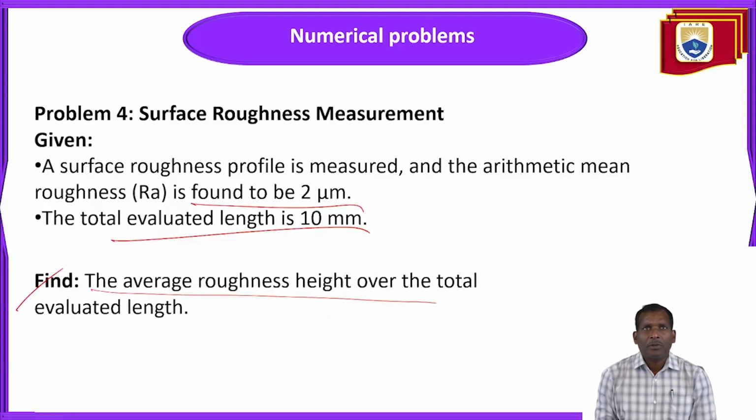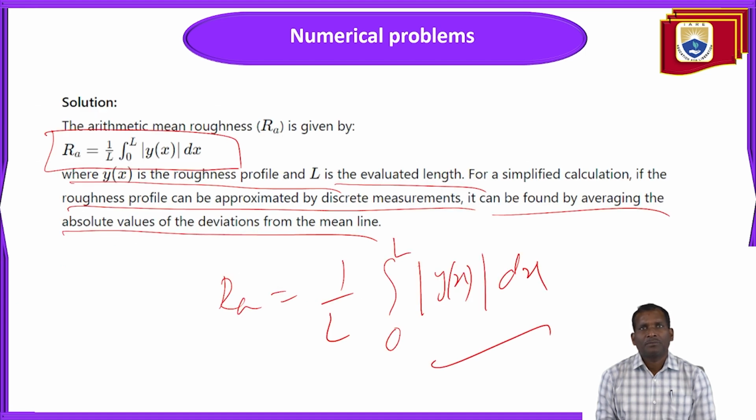So in the previous problem, the arithmetic mean roughness Ra is given and the evaluated length is also given as 10, but he has asked for the average roughness height over the total evaluated length. Okay, the y-axis is the roughness profile, and L is the evaluated length.